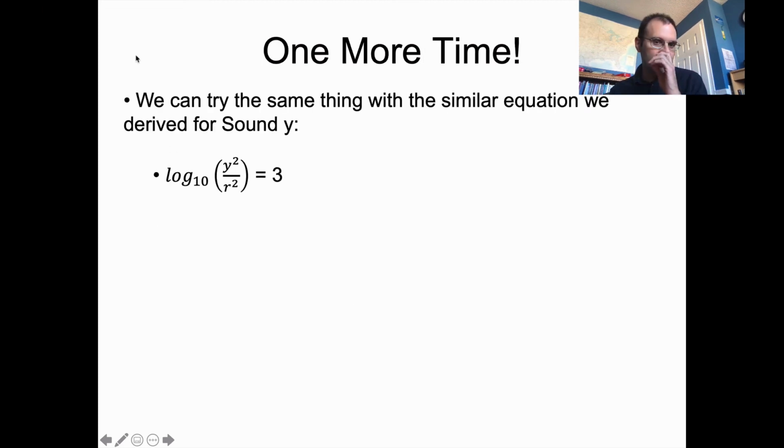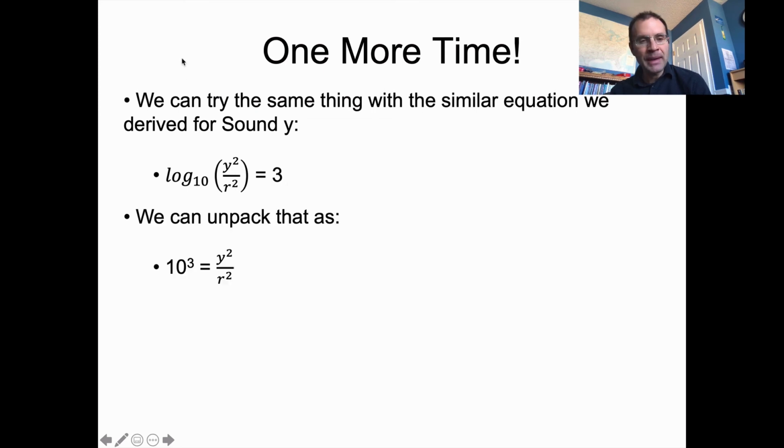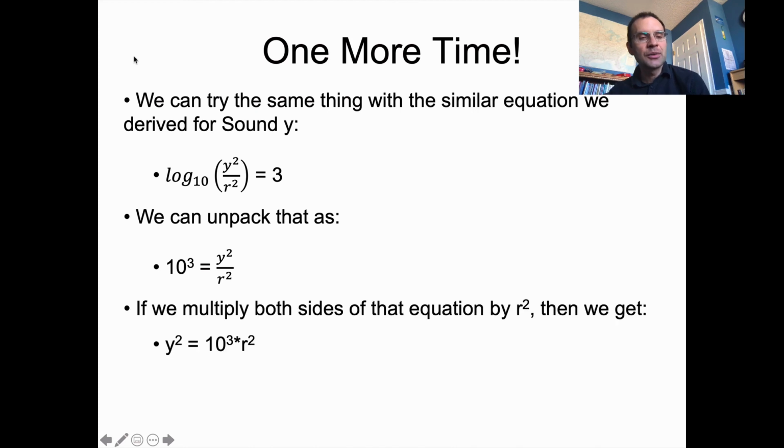We'll do the same thing with sound y. When we left off, we had this equation, log to the base 10 of this stuff equals 3. We can unpack that and say 10 to the third power is the power of the sound y over the power of the reference sound. Multiply both sides by r squared, and we get y squared equals 10 to the third times r squared. So before, for x, we had 1,000,000 times r squared. Here for y, we got 10 to the third times r squared. 10 to the third is 1,000, right? 1 with 3 zeros after it. So y squared is 1,000 times r squared. Hopefully you can already see that's not as big as 1,000,000 times r squared.